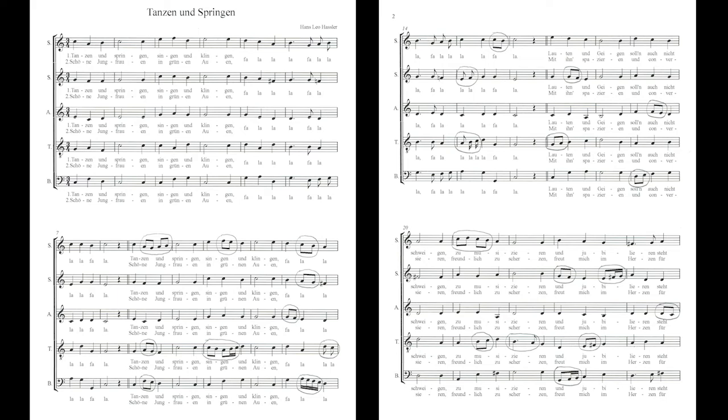Here is a performance by our symposium singers, with the sopranos and altos singing the first verse, the alto, tenor, and bass singing the second verse, and everyone joining together at the end.